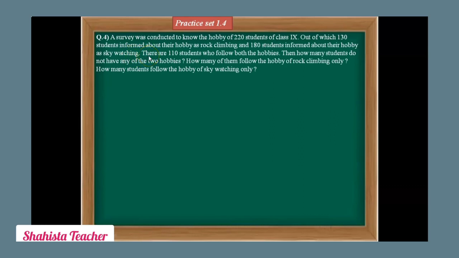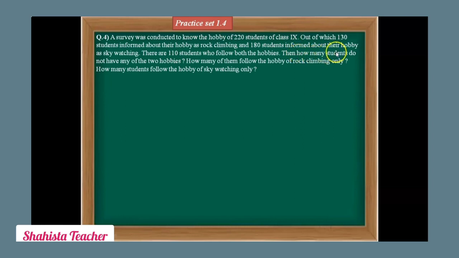There are 110 students who follow both the hobbies. So this 110 means intersection. Yes, they come for rock climbing and at the same time sky watching also. So they have both the hobbies. So these 110 students are under intersection. So we will write here A intersection B is equal to 110.